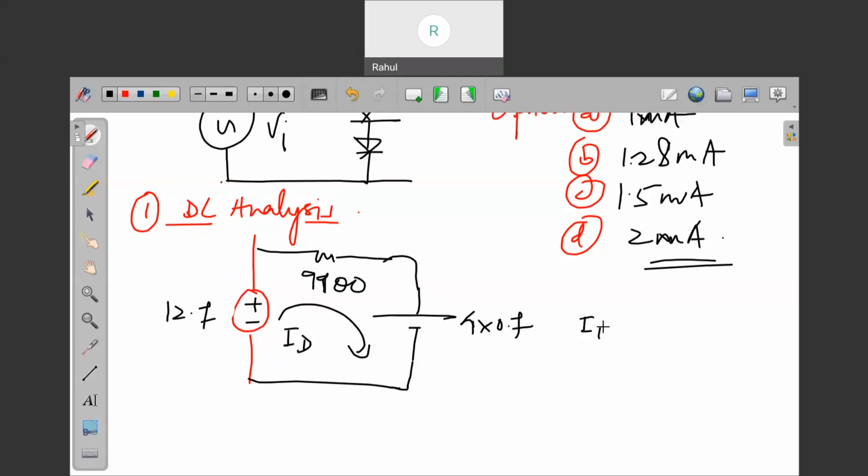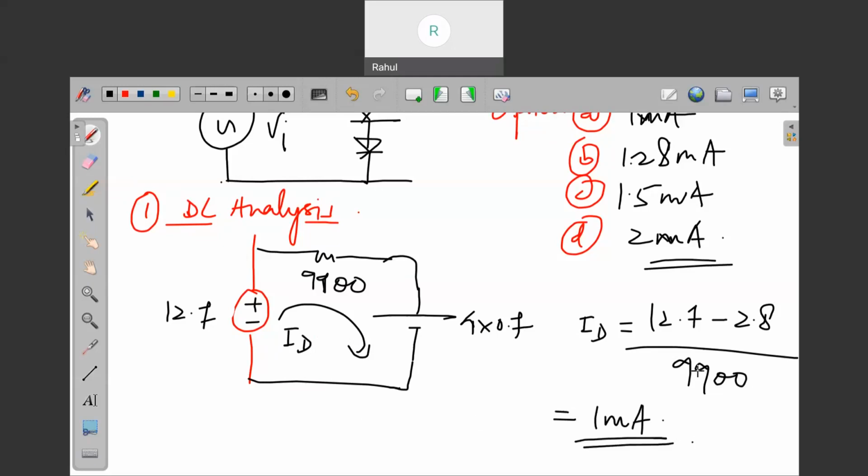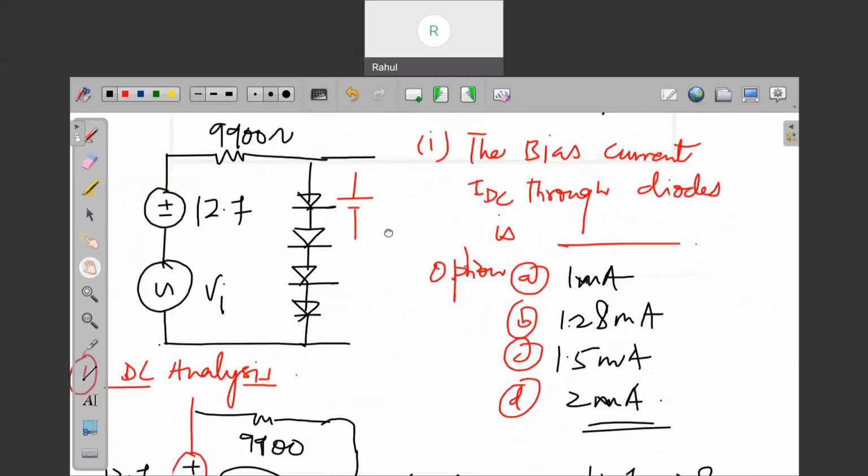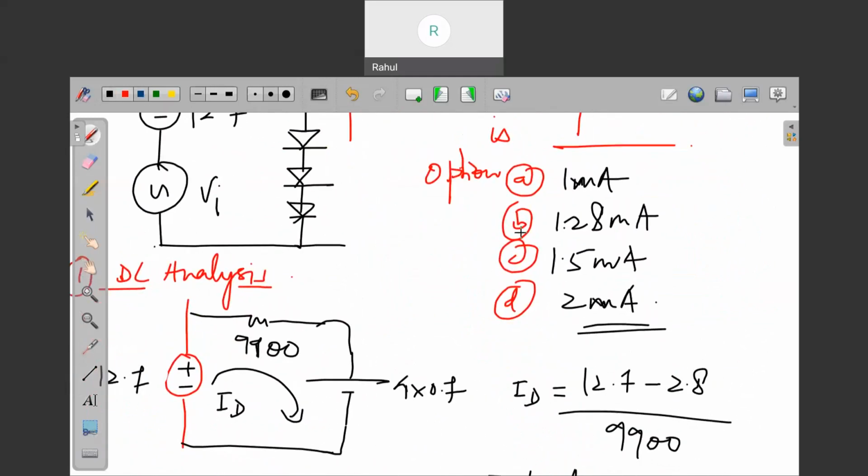So what is ID here? Directly you can find, that is 12.7 minus 2.8 upon 9900, right? So you can approximately give me the answer here. What will be the IDC for this question? IDC will be approximately 1 milliampere. Once you solve this, you will get 1 milliampere. So the answer for the first question will be 1 milliampere.